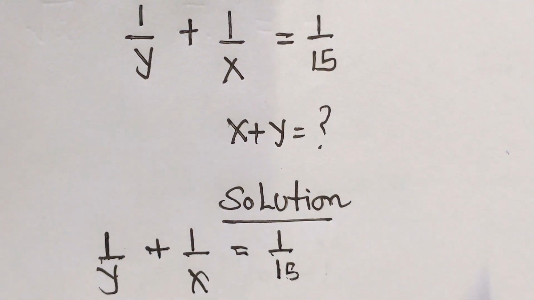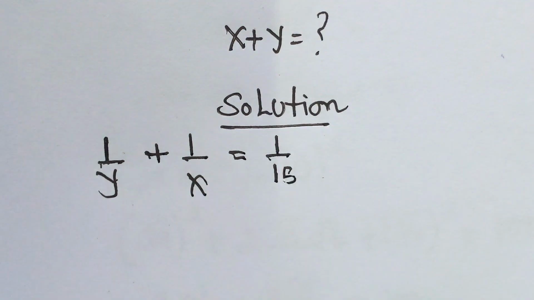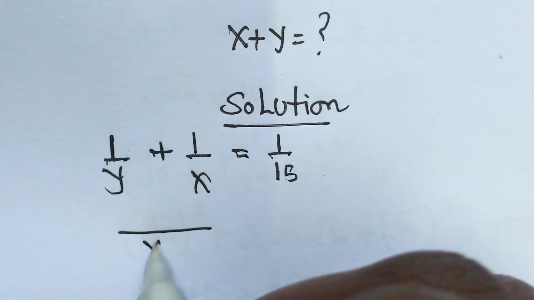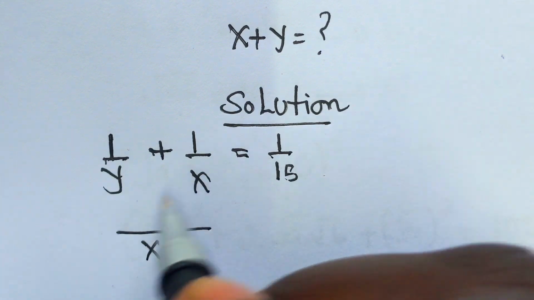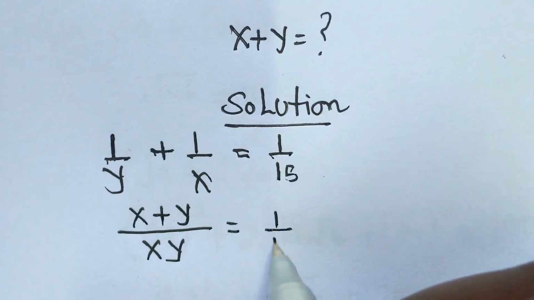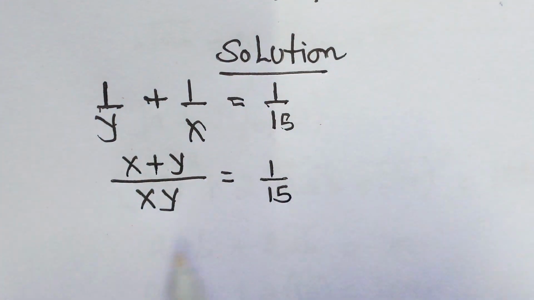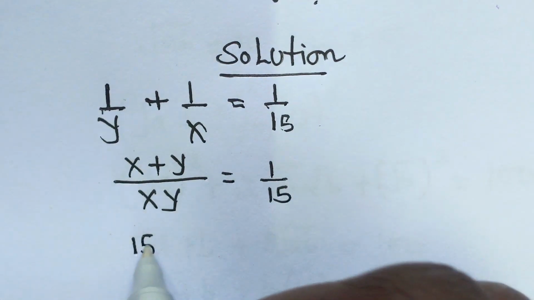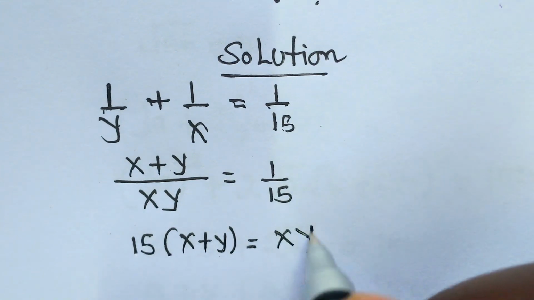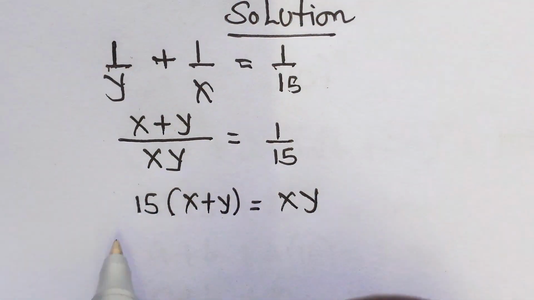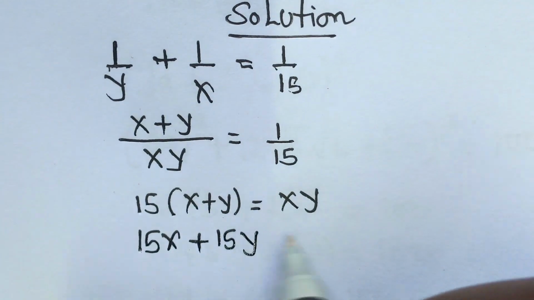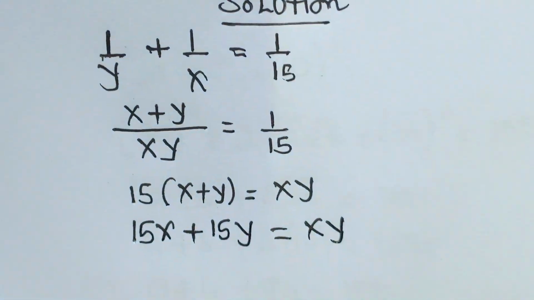Then we shall write this by finding a common denominator of x and y. We shall get x plus y over xy equals 1 over 15. By cross multiplication, we shall say 15 open bracket x plus y equals xy. Then of course this is 15x plus 15y equals xy.